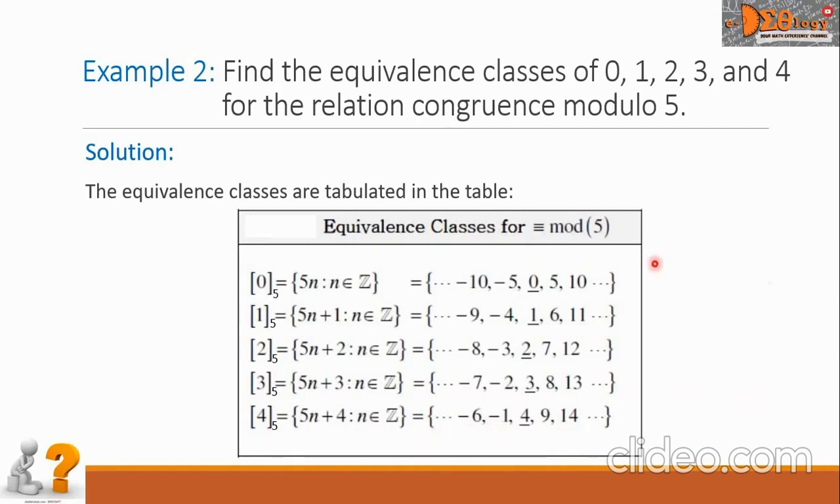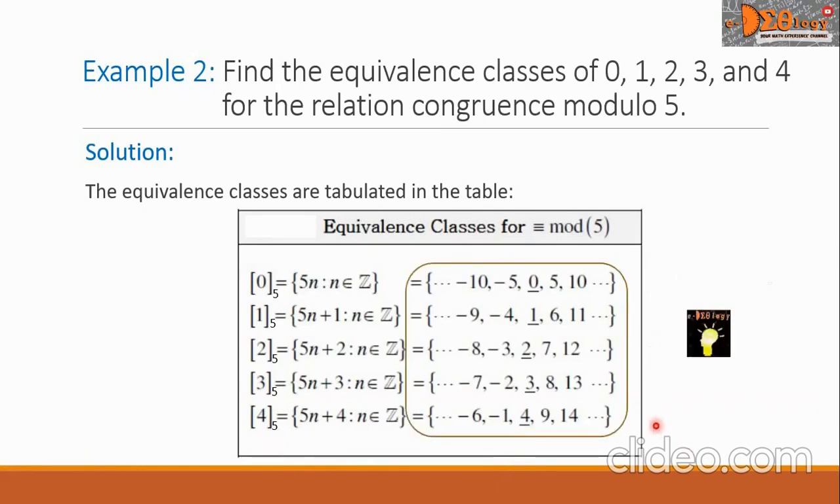So we have here now the elements of the equivalence classes for 0, 1, 2, 3, and 4 respectively. These are the final answers.